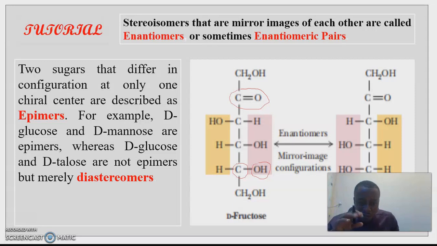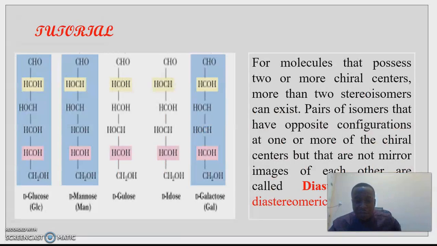Now, two sugars that differ in the configuration at only one chiral center are called epimers. Let me explain what epimers are. For example, we have D-glucose and D-mannose. If you look at the structure of D-glucose and D-mannose, you notice that there is a difference in the configuration at only a particular carbon atom.